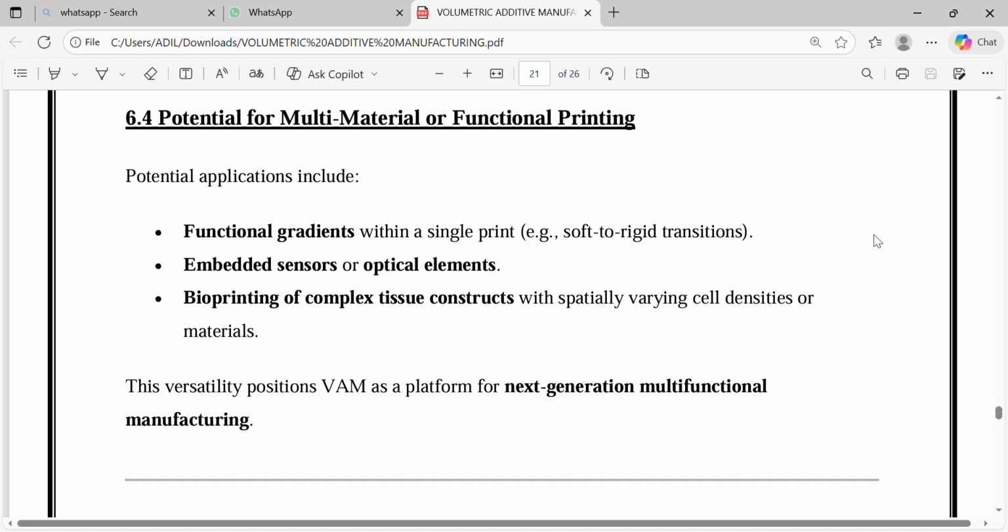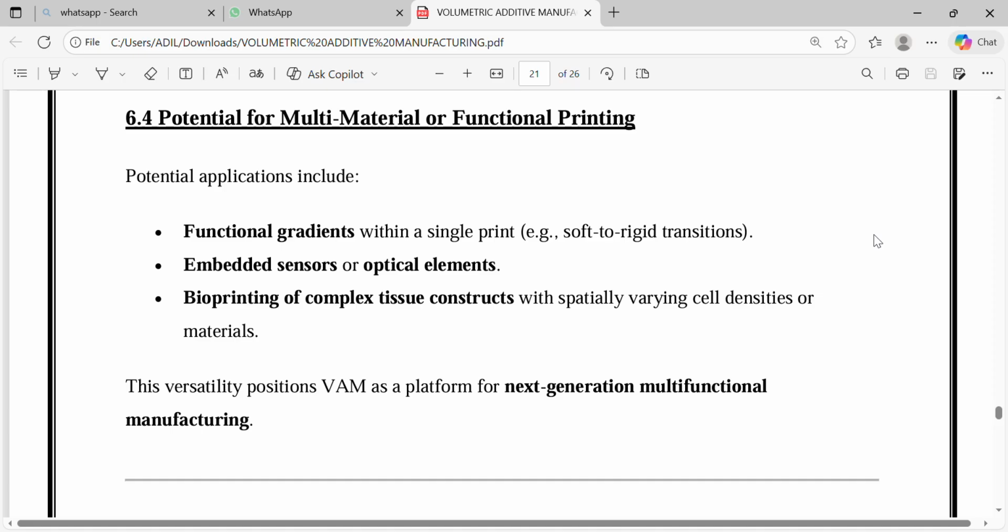Embedded sensors in WAM enable integration with complex, customized designs, and miniaturization. Applications are found in structural health monitoring, medical devices, and Internet of Things devices. Optical elements enable high surface quality applications in lenses, mirrors, and beam splitters.